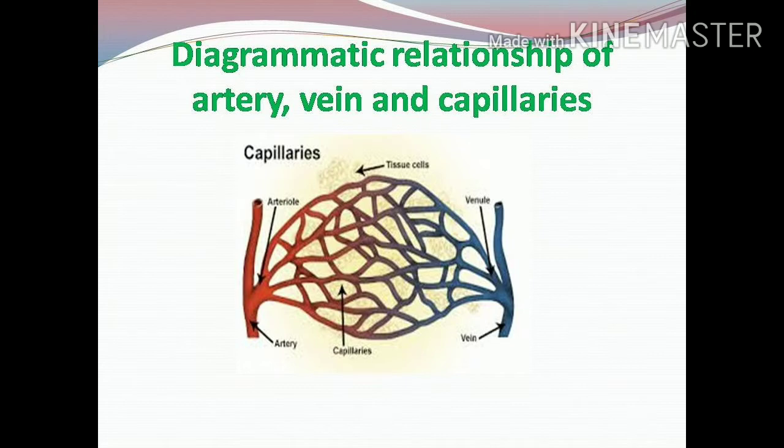So when it carries the deoxygenated blood, it is called venous capillaries. These venous capillaries again rejoin to form venules. Venules are rejoined to form veins.